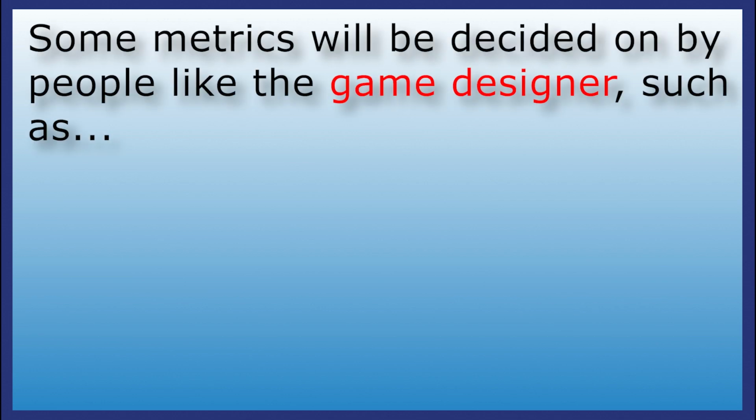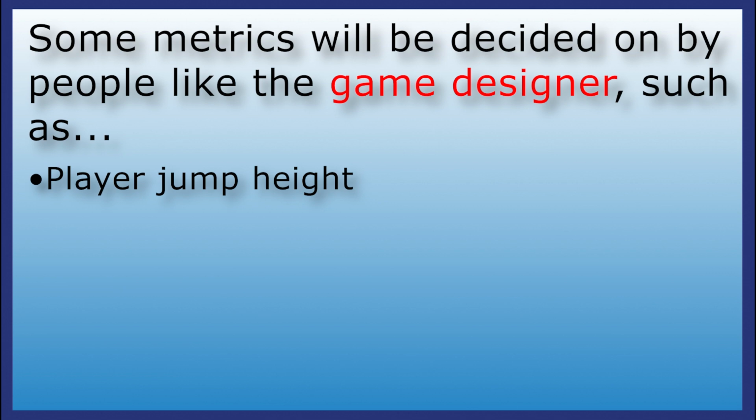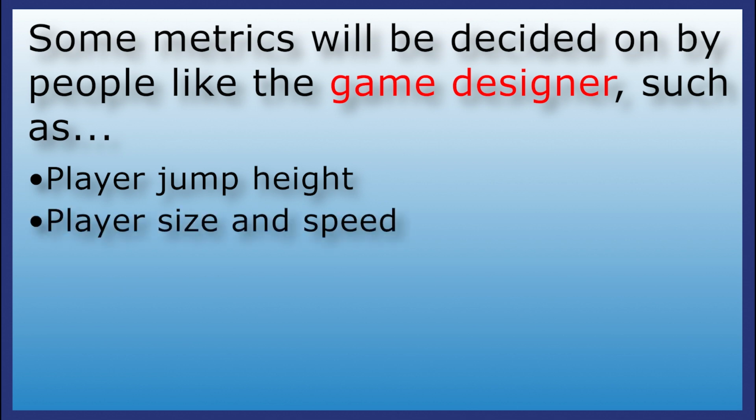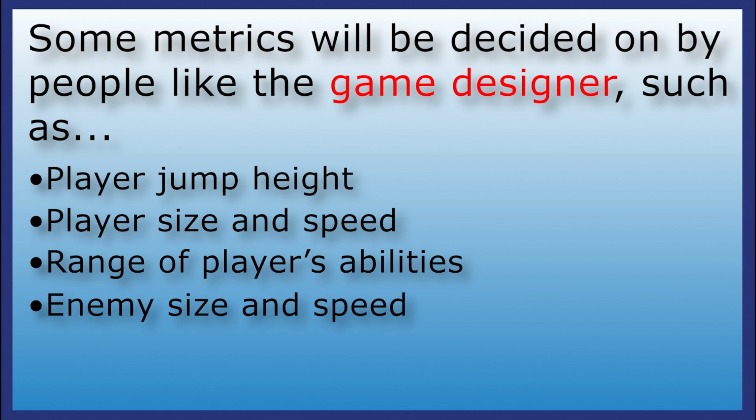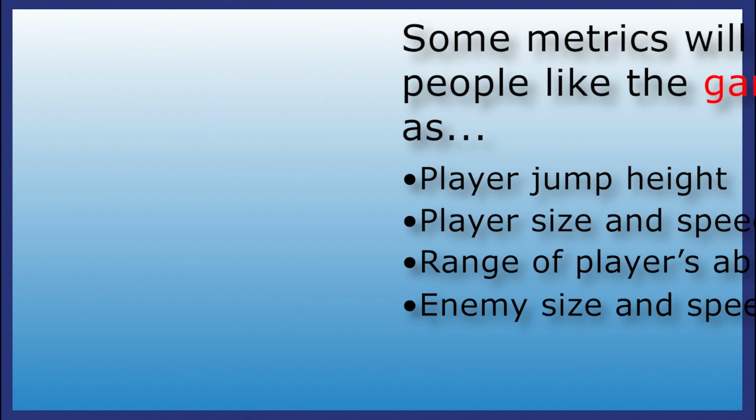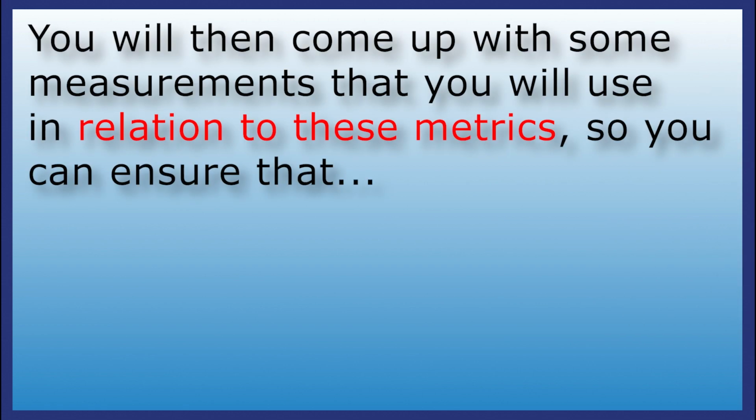There are some metrics that already exist within the game, as decided by people such as the game designer, that need to be taken into consideration first, including but not limited to the player's jump height, their size and speed, the range of their abilities, such as weapon ranges, and the size and speed of various enemies. Knowing this, you can then narrow down your own measurements to base the game's levels around.